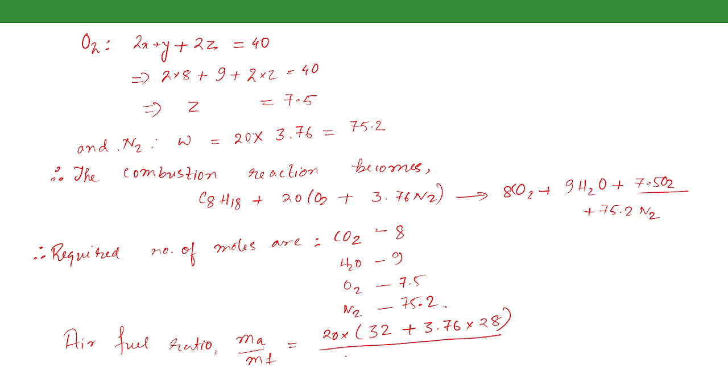And this is 8 multiplied by 12, that is for carbon in the octane, plus 18 multiplied by 1, and this is the hydrogen in the octane. So this gives 24.1 kg of air per kg of fuel. So per kg of fuel, 24.1 kg of air is being burned, although it is in excess here. So this is the solution of the problem.